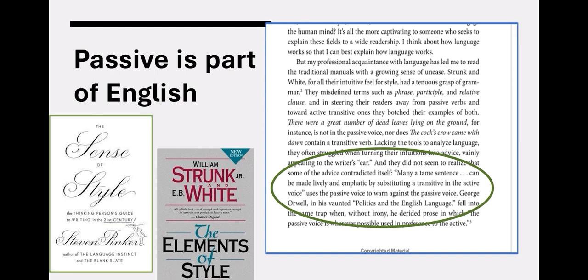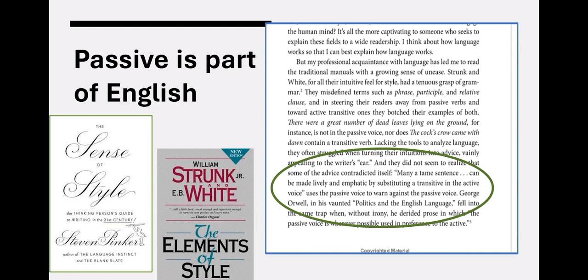I have a quote here from Steven Pinker's book, and it's right here. I'm reading, many a tame sentence can be made lively and emphatic by substituting a transitive in the active voice. This is a sentence from The Elements of Style. And what Pinker says is, this sentence uses the passive voice to warn against the passive voice. And he gives other examples. He's just saying, as I've just said, that using passive is perfectly acceptable.